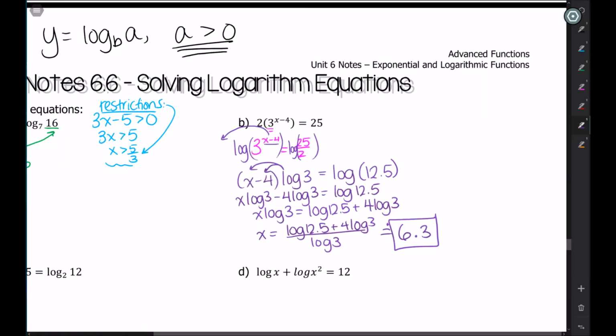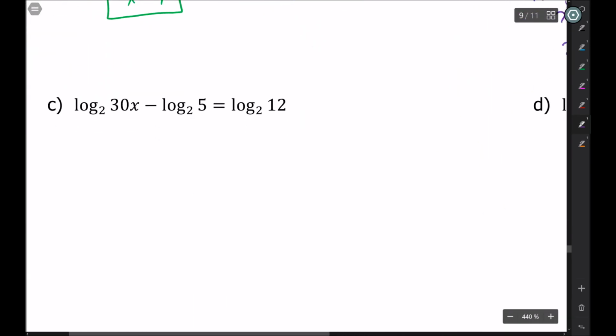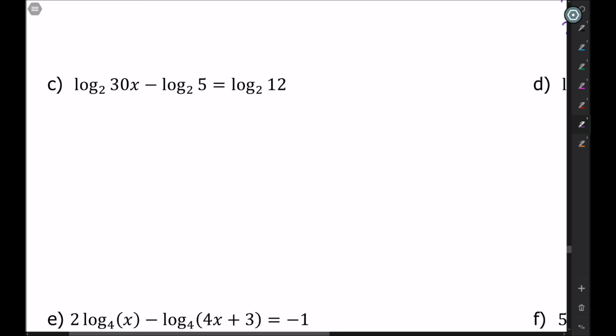Okay? All right, so for the next one that we have here, this one's a little bit trickier. We have to use our log rules, or our laws of logarithms, in order to be able to solve this. But before we do that, the first thing I want to do is identify any restrictions. So I'm going to look at all my variables here. So I've got log of 30x, log of 5, and log of 12. This is the only one with a variable. So 30x has to be bigger than 0, which means our final answer has to be bigger than 0.